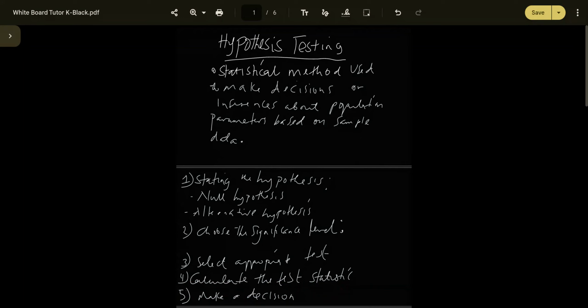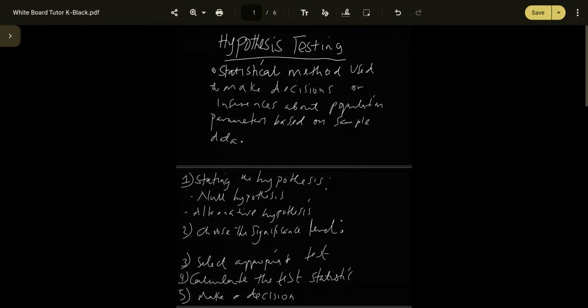So in the first one, you are saying there is no difference, there is no change, there is nothing that is happening. But for the second one, it's an alternative. There you're able to say there is an effect or a difference actually exists. So you're trying to compare the two.